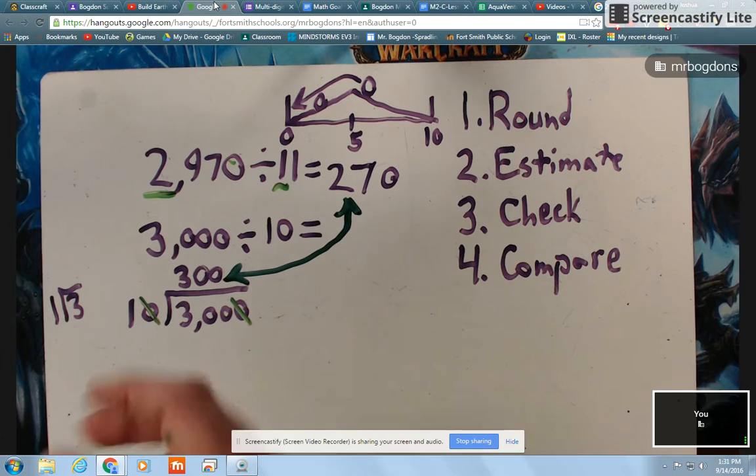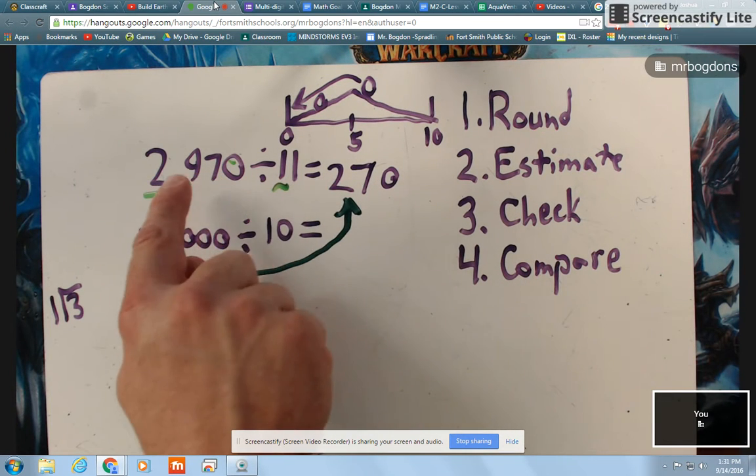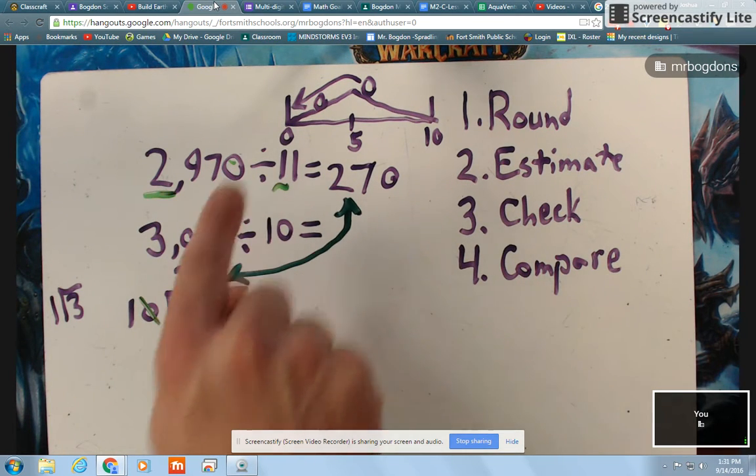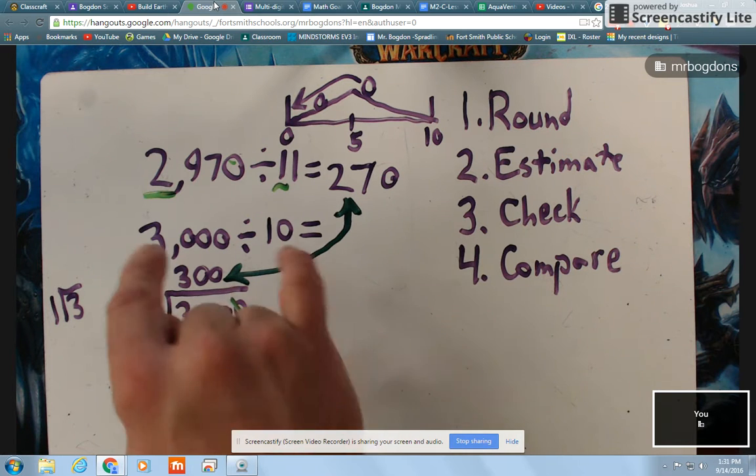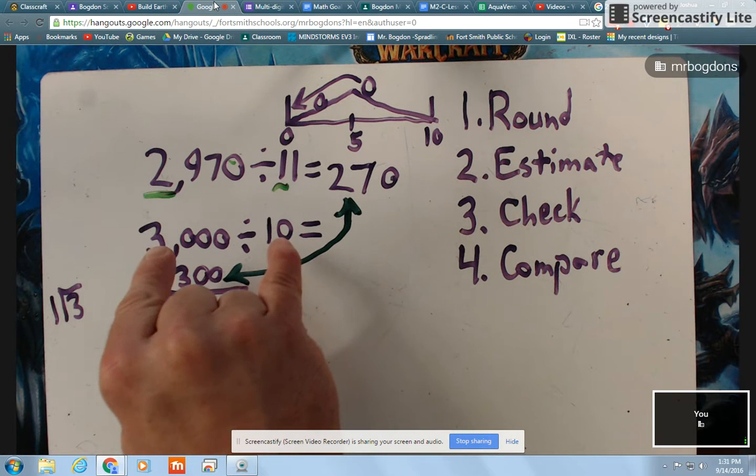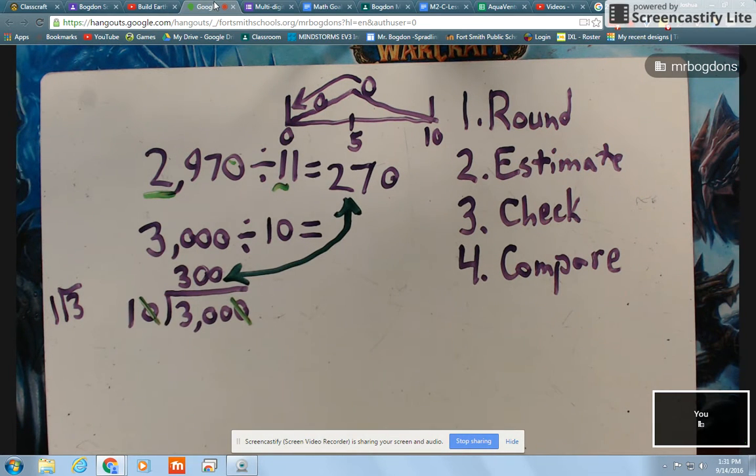So eventually the goal is you be able to look at this 2,970 divided by 11, and in your head, you should think of it as 3,000 divided by 10. And in your head, you would say, my answer is going to be somewhere close to 300. If you can do that reliably, division becomes magically simple. We need to go through more examples, though.